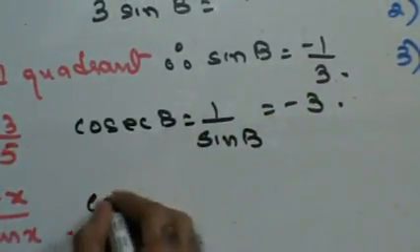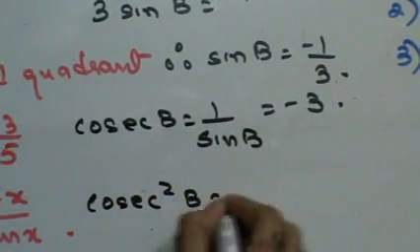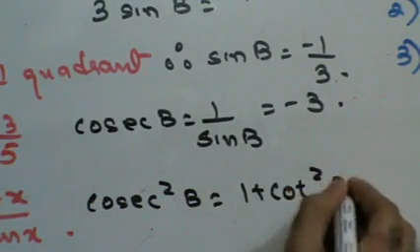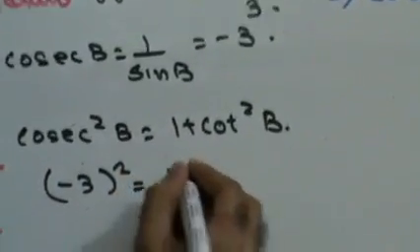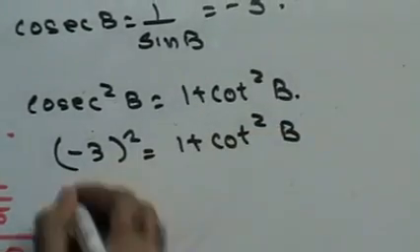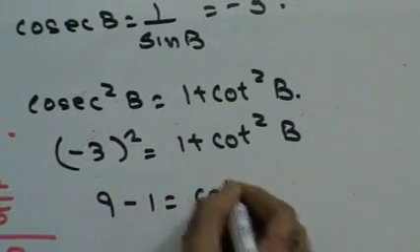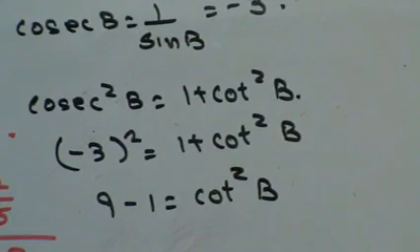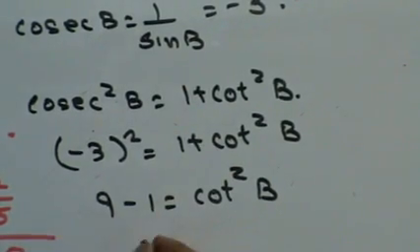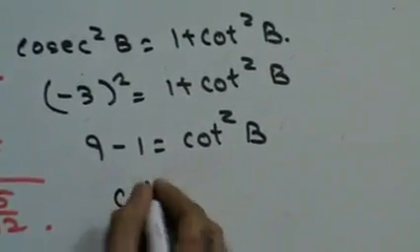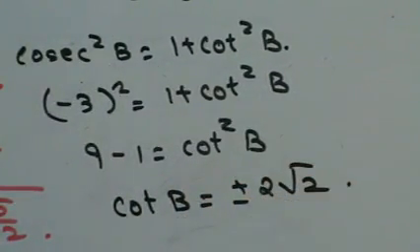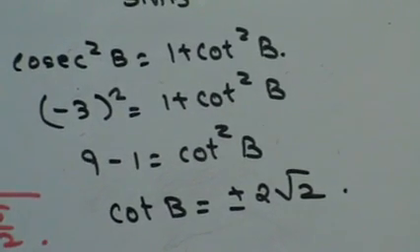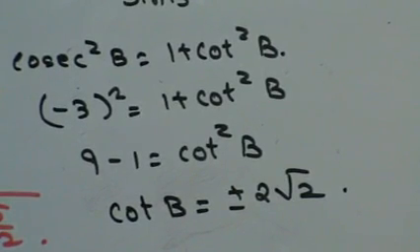I can say that cosec square B is nothing but 1 plus cot square B. So minus 3 the whole square is 1 plus cot square B. 9 minus 1 is cot square B. I took it on the other side. Cot square B is 8, and 8 can be written as 2 root 2 the whole square. Take square root on both sides. So you will get cot B is plus minus 2 root 2.